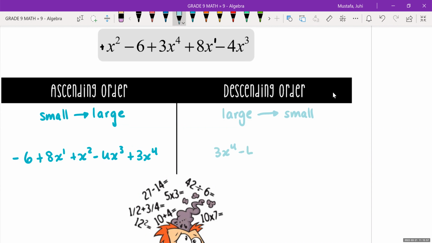Ascending order, I got negative 8x1 plus x2 minus 4x plus 3x4. No, that's what I got too. Good. And then the next one would be 3x to the power 4 minus 4x cubed plus x squared plus 8x to the power 1 minus 6. Yeah. Good job.